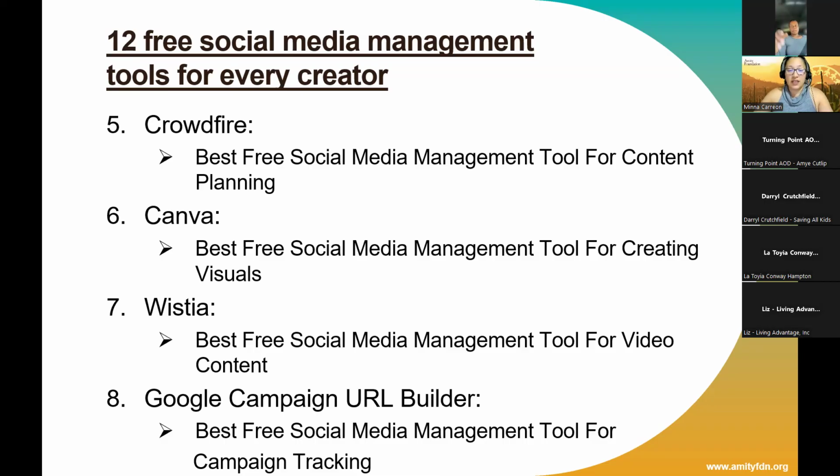Canva. There is a free version of Canva. The paid one is great, but the free one gives you great visuals and great templates for flyers, and Canva actually allows nonprofits to apply for a free Canva account. So that's always useful. Wistia is great for video content. Google Campaign URL Builder is great for your campaign tracking. And for pictures, I feel like Google Images, if you go to color and put transparent, is a great alternative to paying for Canva Pro.